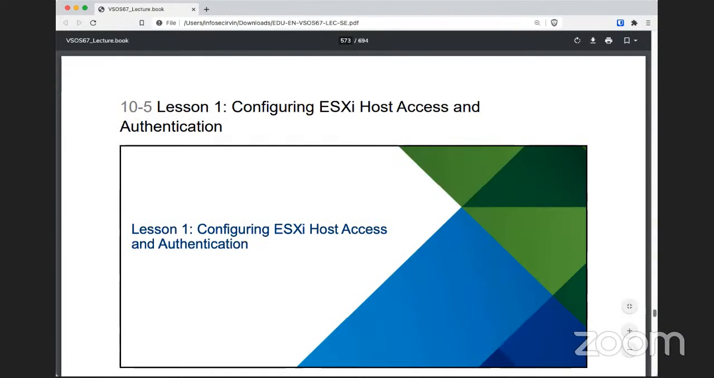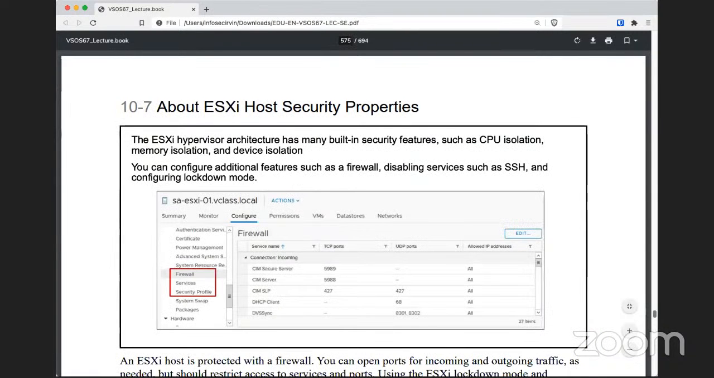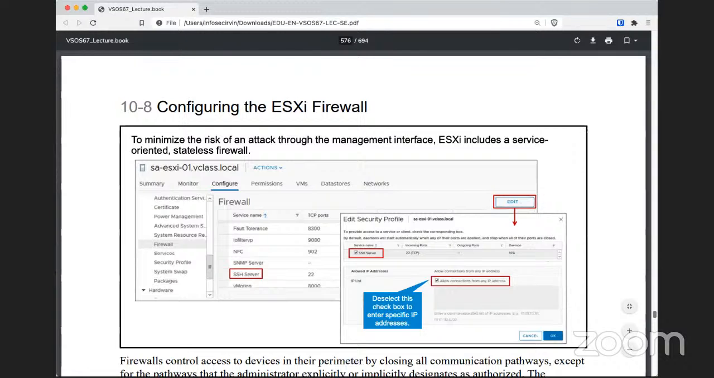So, one of four, host access and authentication. Right off the bat, within ESXi, you have a firewall that you can use. You have a very limited number of services and a security profile that you can implement. In the firewall, you can open certain ports. It is a service-oriented stateless firewall.